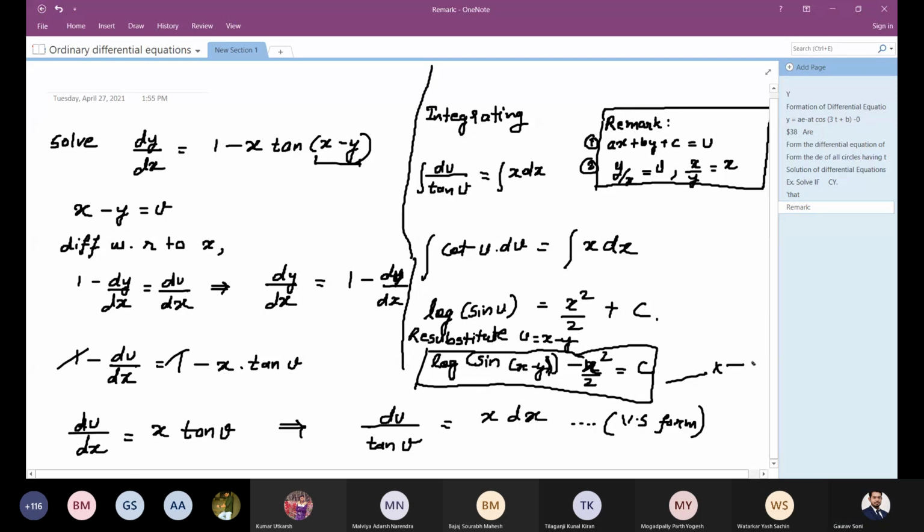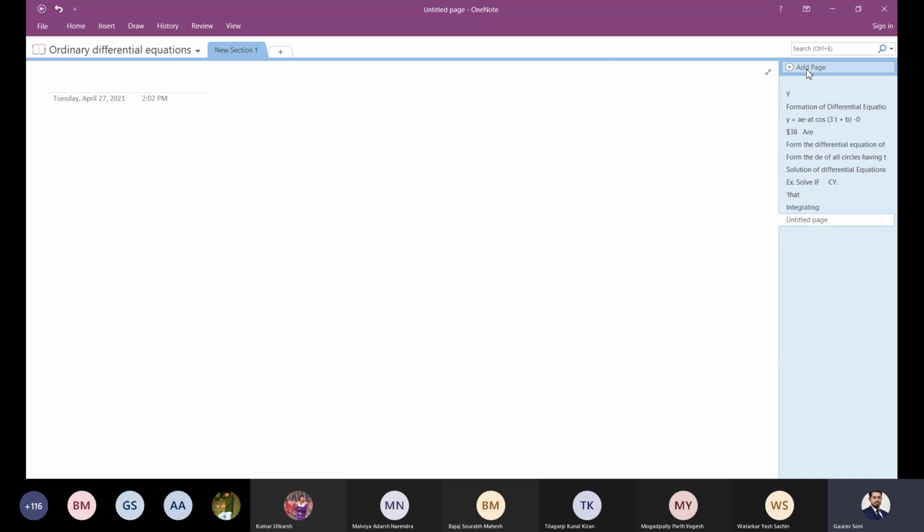Yes, sir. Sir, in the remarks section, what is the second point you've written? Y by x equal to u or x by y equal to u? X by y is equal to u. Yes, u. Next, in the next example, you will understand why I mean that x by y and y by x equal to u.